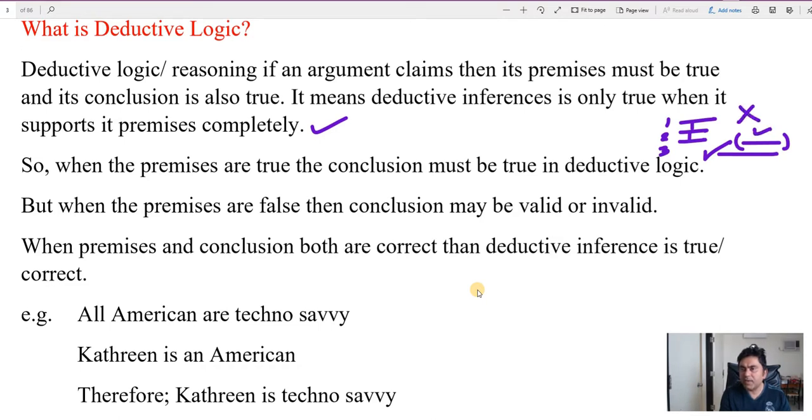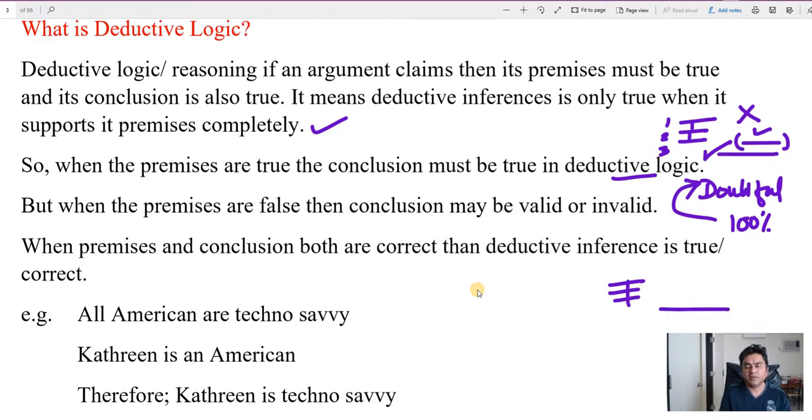So when the premises are true, the conclusion must be true in deductive logic. When the premises are false, then the conclusion may be valid or invalid. That is the word I use, doubtful. You are not 100% sure, therefore we say it is doubtful. When the premises and conclusion are both correct, then the deductive inference is true. When you make a conclusion from these 3 sentences, if this is correct and then this is correct, then it is 100% correct.